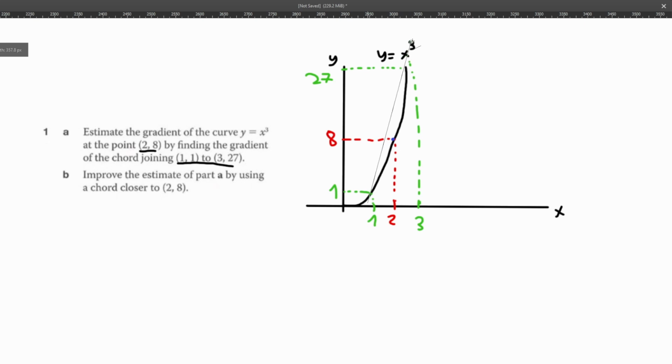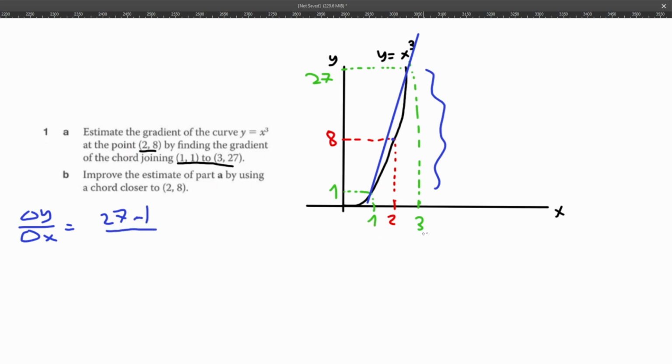So how do we find the slope? Well, the slope is the change in y over the change in x, right? And here the change in y between these two points in green is 27 minus 1, and the change in x between these two points is 3 minus 1, which would be 26 divided by 2, which is 13.